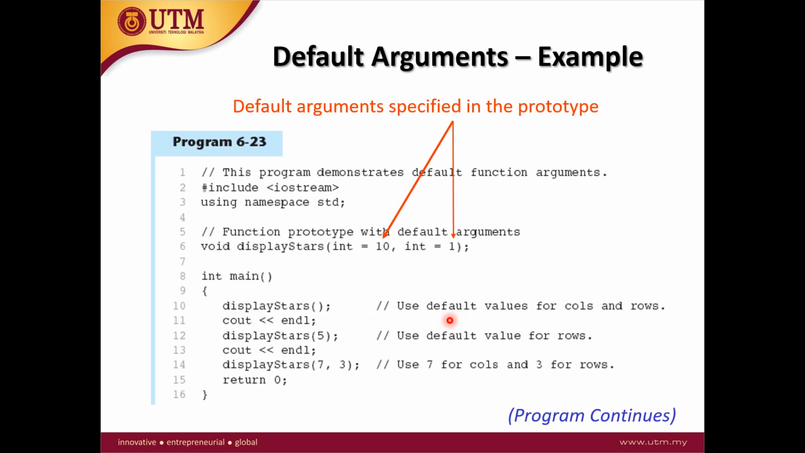Let's see this example. And look, void display stars. We are creating a function to display some stars. Int 10, int 1. They are default arguments, but we may change them. If we don't pass any value to that function when you are calling it, the function takes this one as 10 and this one as 1. Look here, we are calling that function display stars but no parameter. So what happens? Those values are going to be used inside the function.